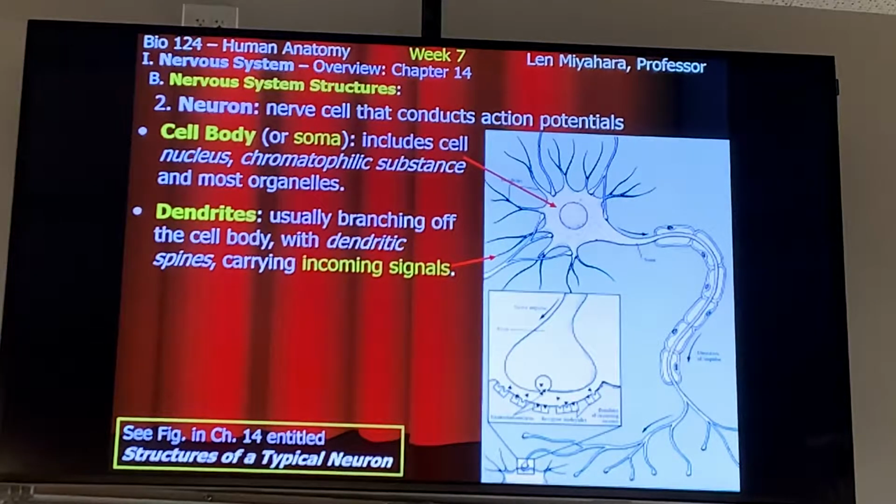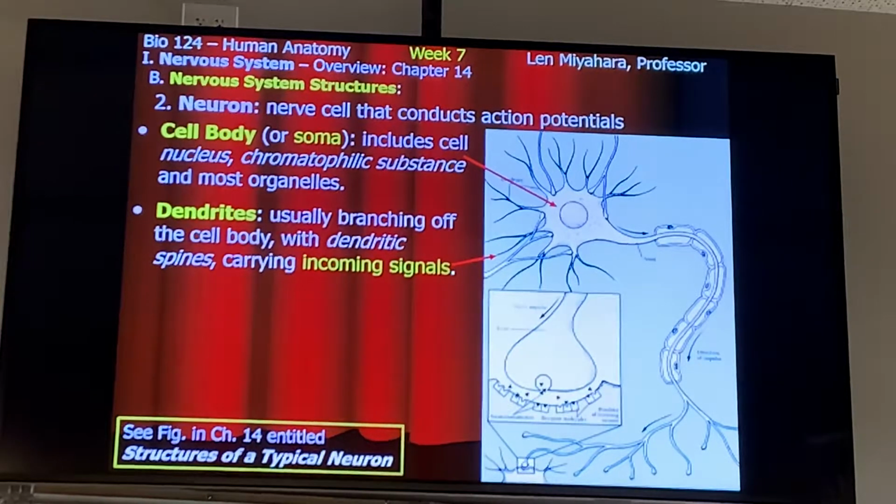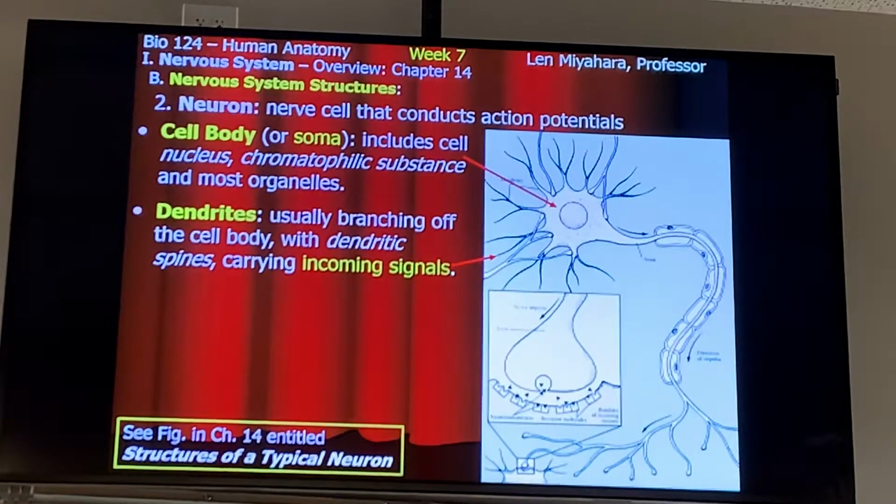Dendrites are where a neuron can get incoming signals. They can also get incoming signals on the cell body. So even though it says that on the slide, yeah, you need to know both of these as the input zone. Not just the dendrites, also the cell body can get incoming signals.